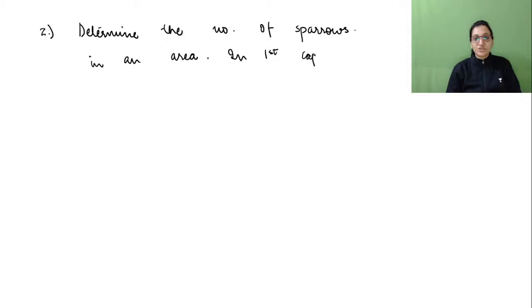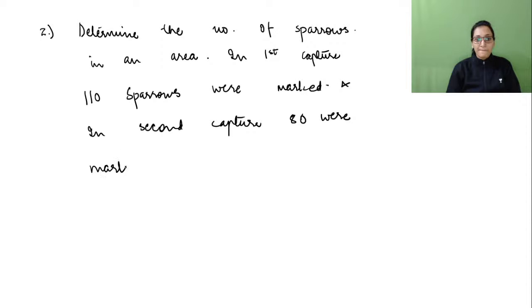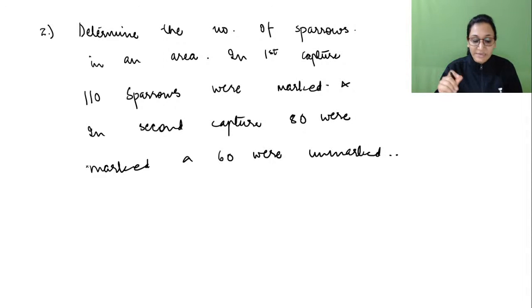So in first capture, instead of 10, let us write 110 sparrows were marked, and in second capture 80 were marked and 60 were unmarked. So you have to do this. Okay, I am again giving you a little amount of time for solving this. So do this.